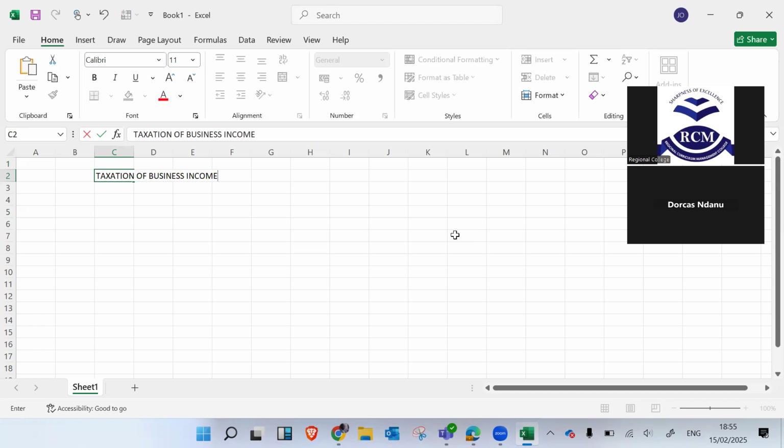The taxation of business income. Let's see what happens here. Remember what we said, just a recap of what we mentioned in our last class. We said that for an income to be taxed in Kenya, services must have been rendered in Kenya, income has to have been earned in Kenya, and payment of services must have originated from Kenya. But we had some exemptions.